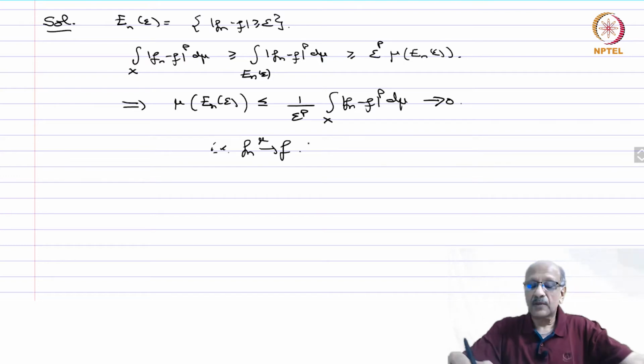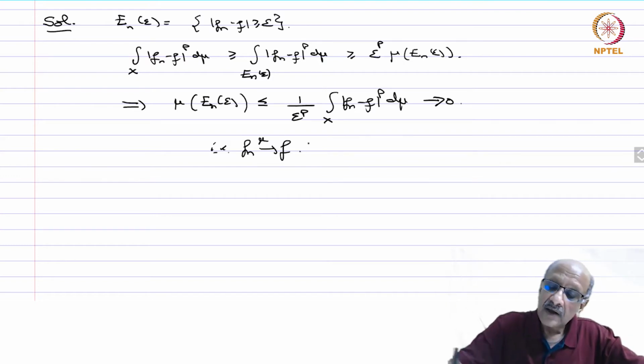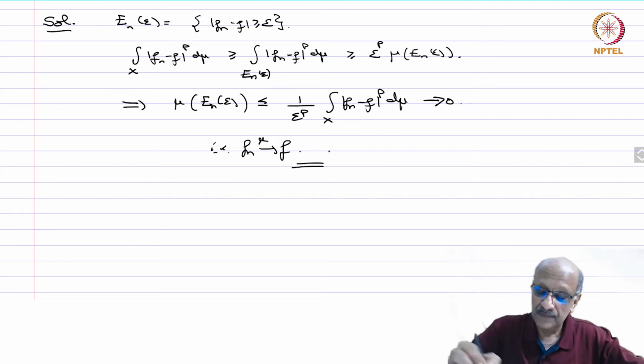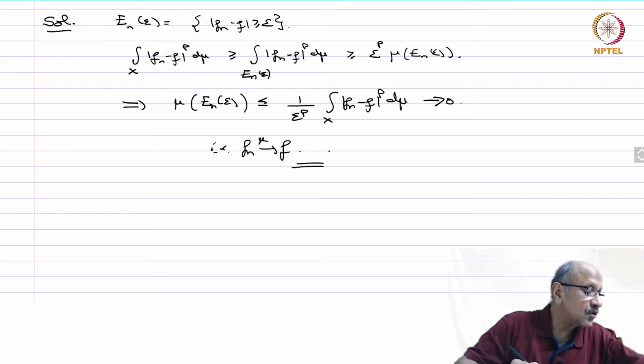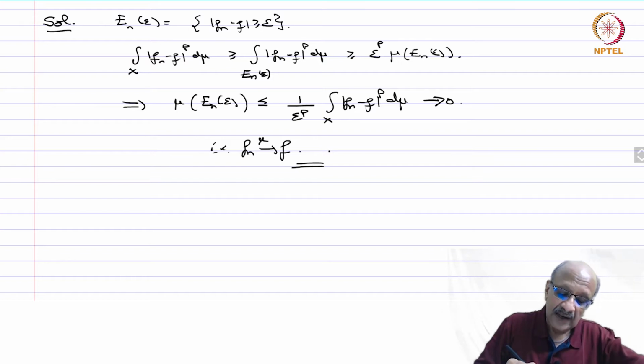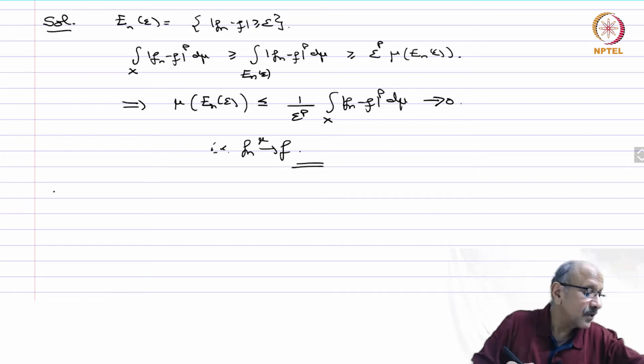This kind of argument, if you have seen it in measure theory or probability theory, is called Chebyshev's inequality, which is proved in almost the same fashion. It is a very useful argument where you use just the fact that if you take a non-negative integrand, then the integral over the smaller set is smaller.